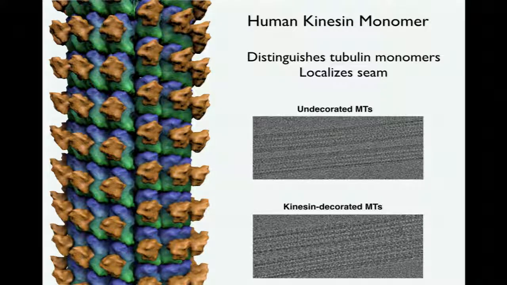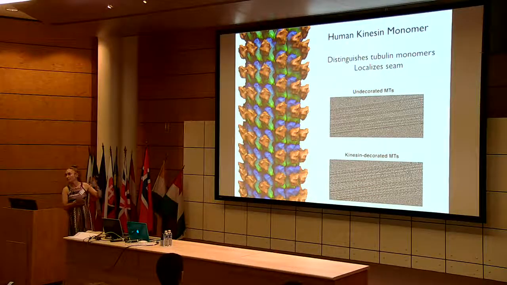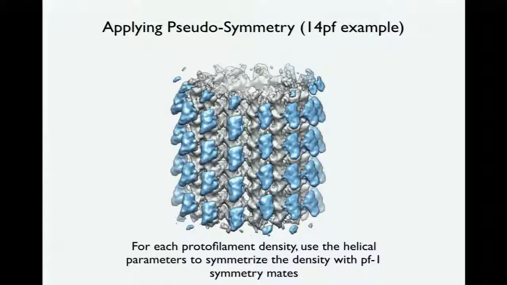If you put kinesin in excess so that it binds to every single site, I hope you can see these knobs. You can see them by eye. So the software does a very good job at aligning them. And we can rely on these to localize the seam and align alpha and beta tubulin. And doing that, we move farther.